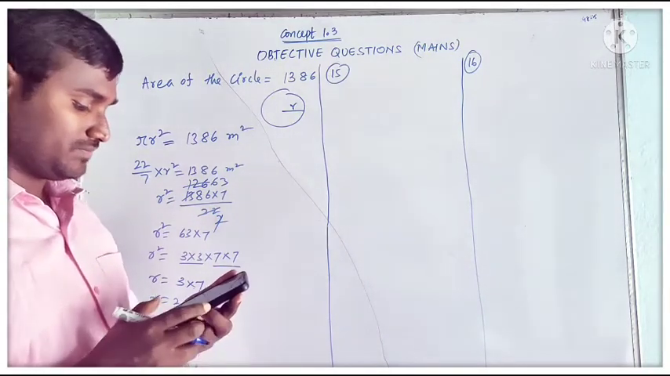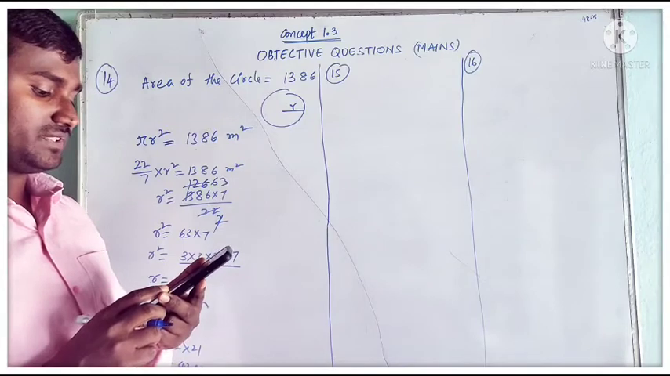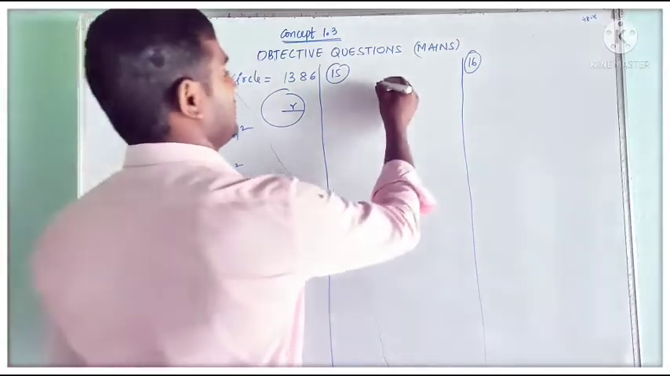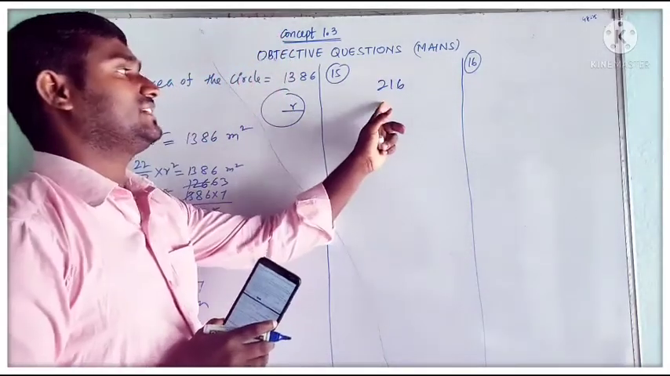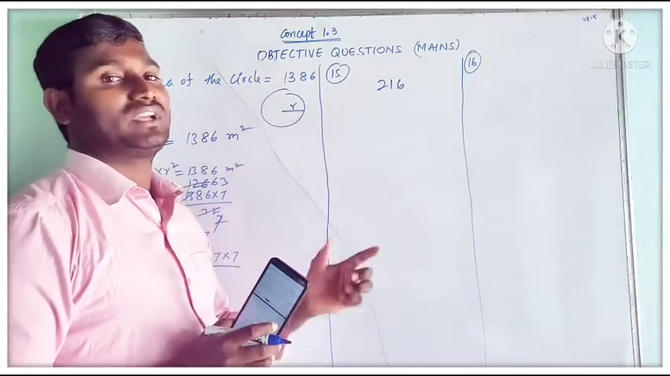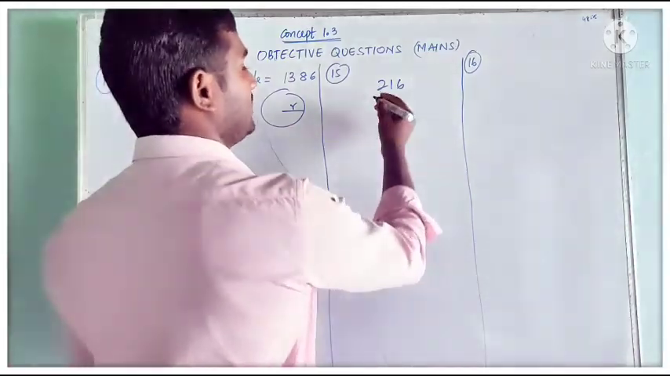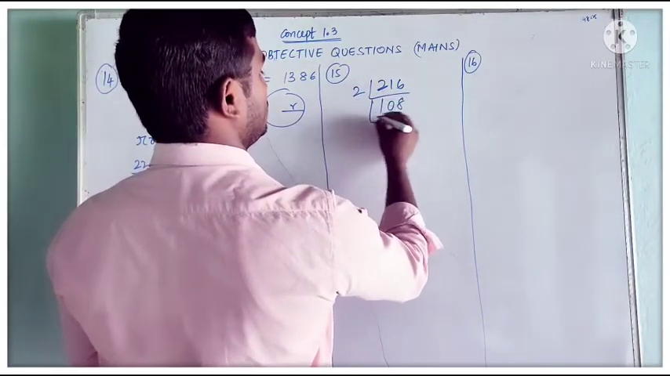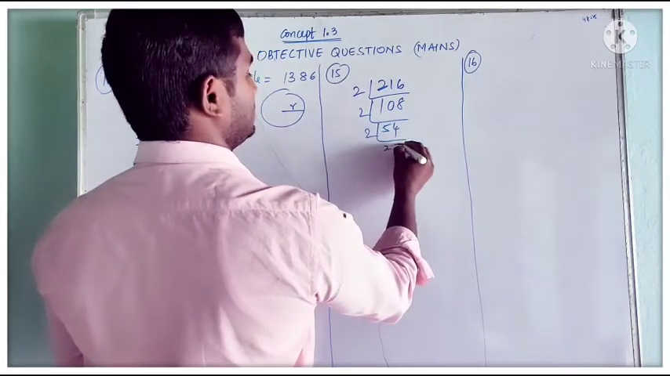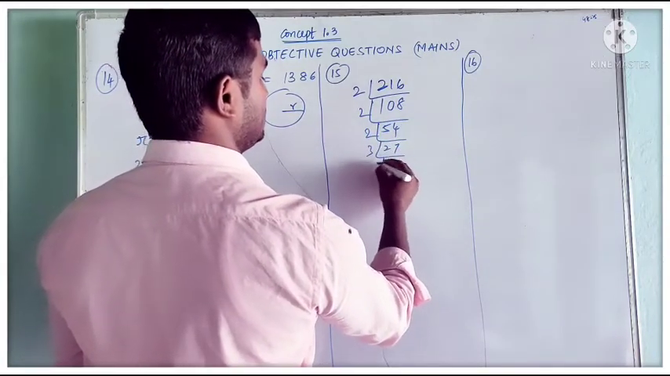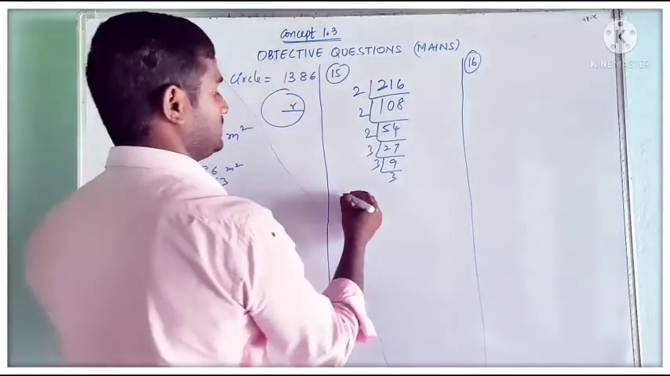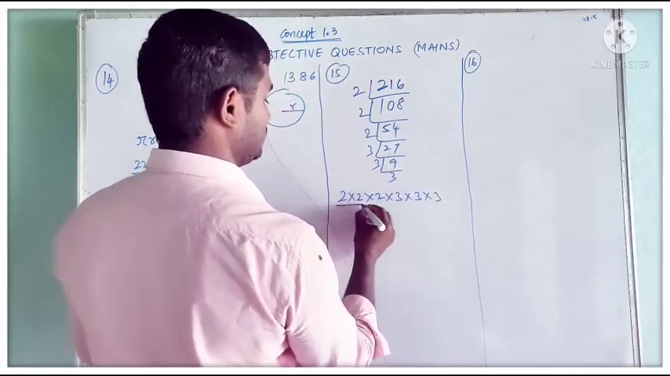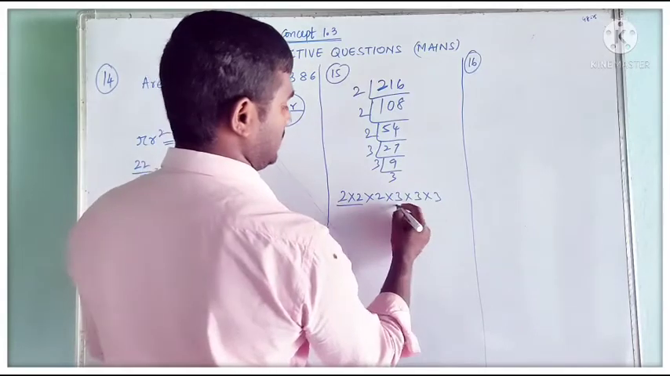Next, 15th question. The least number by which 216 must be divided to make the result a perfect square. So by which number if you divide 216, it becomes a perfect square. Divide means we need to do prime factorization. 2 108s are 216, 2 54s are 108, 2 27s are 54, 3 9s are 27, 3 3s are 9. So write the pair numbers: 2 into 2 into 2 and 3 into 3 into 3. Here this is one pair, 2 is unpaired. Here this is one pair, 3 is unpaired.